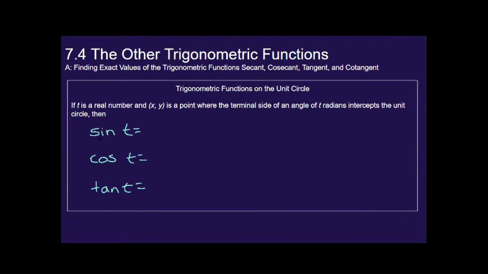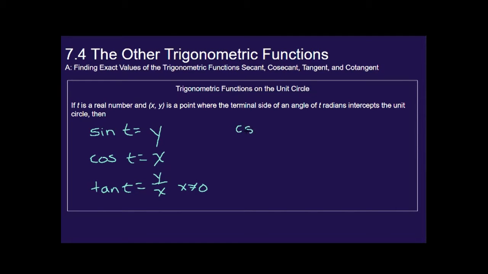Okay, so sine of t, if t is a real number and x, y is a point where the terminal side of the angle of t radians intercepts the unit circle, then sine of t is equal to y, cosine of t is equal to x, and tangent of t is equal to y over x, but of course, x cannot be 0.